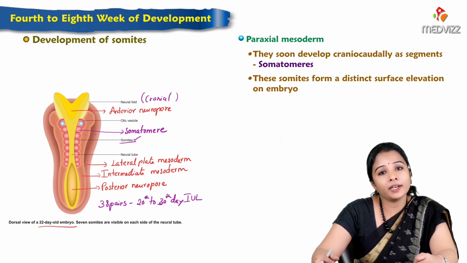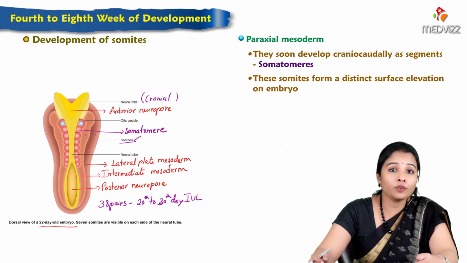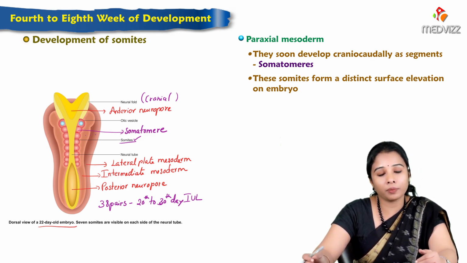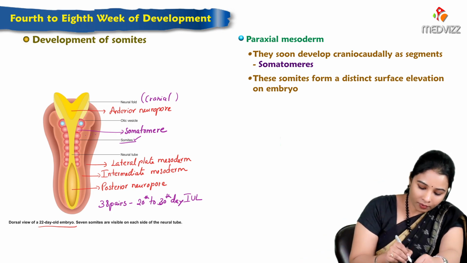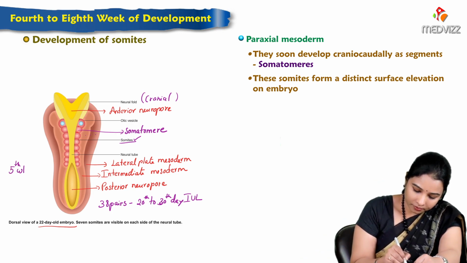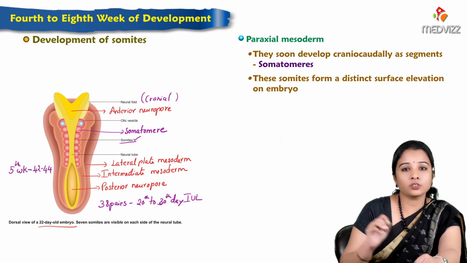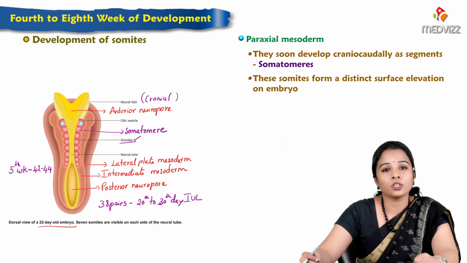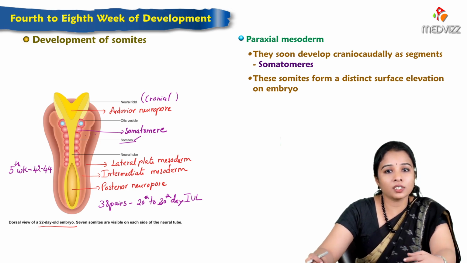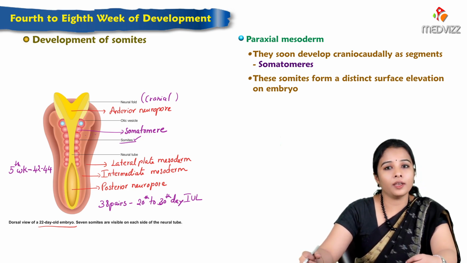So by the end of the 5th week, if we observe, around 42 to 44 pairs of somites are present. So somites form a distinct surface elevation over the embryo.